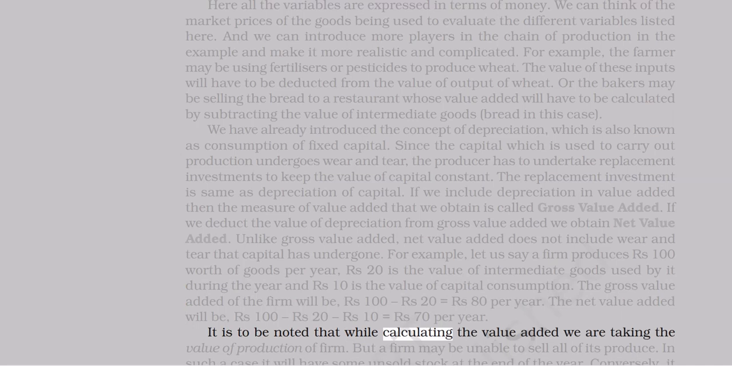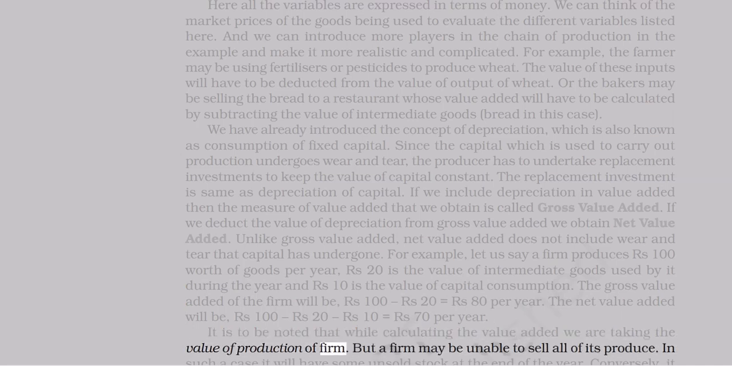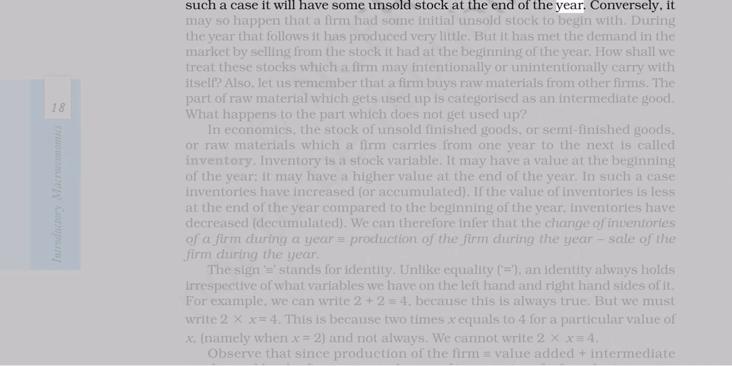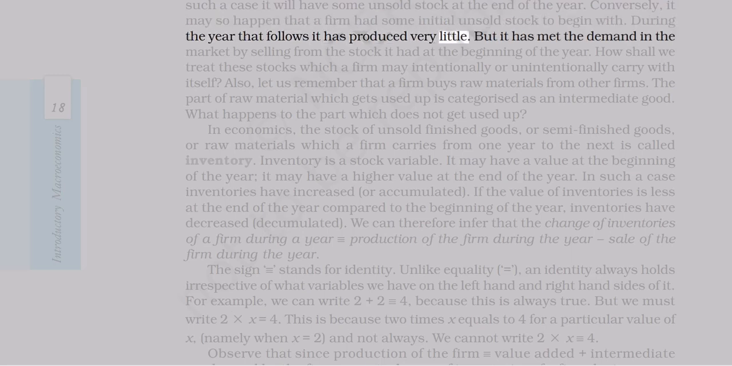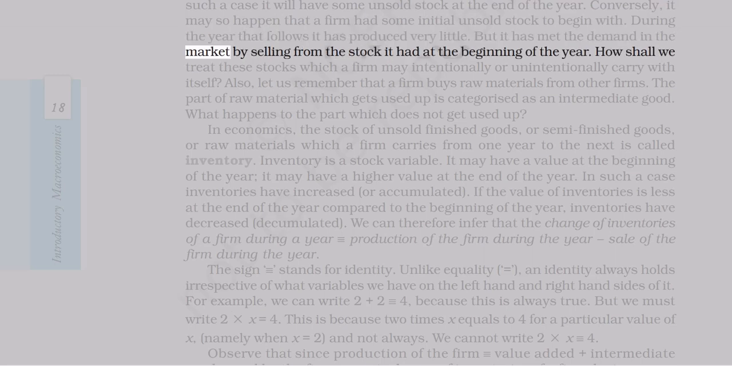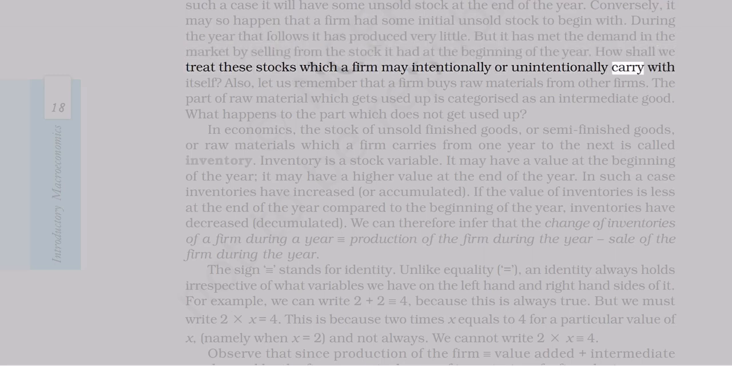It is to be noted that while calculating the value added, we are taking the value of production of the firm. But a firm may be unable to sell all of its produce. In such a case, it will have some unsold stock at the end of the year. Conversely, it may so happen that a firm had some initial unsold stock to begin with. During the year that follows, it has produced very little, but it has met the demand in the market by selling from the stock it had at the beginning of the year. How shall we treat these stocks which a firm may intentionally or unintentionally carry with itself?